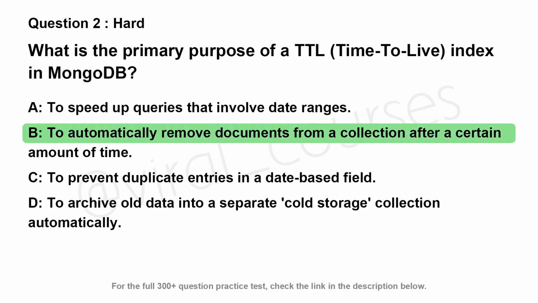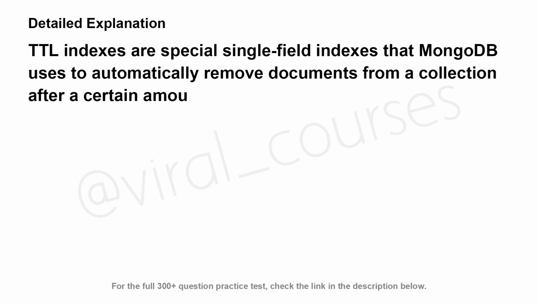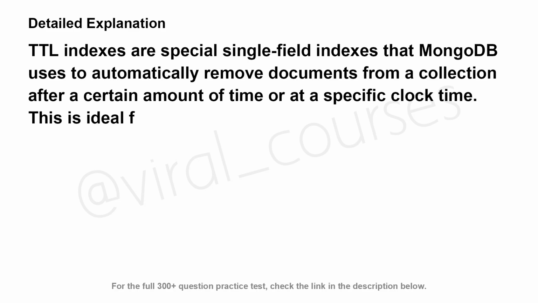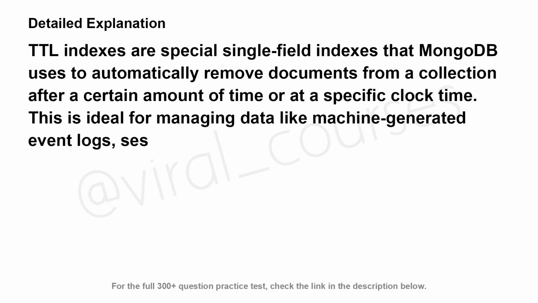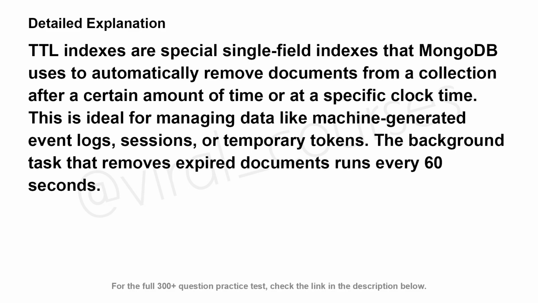The correct answer is B. TTL indexes are special single-field indexes that MongoDB uses to automatically remove documents from a collection after a certain amount of time or at a specific clock time. This is ideal for managing data like machine-generated event logs, sessions, or temporary tokens. The background task that removes expired documents runs every 60 seconds.